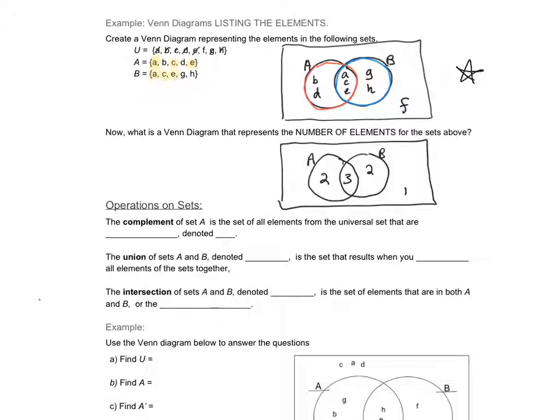The first one is called the complement of a set. And the complement of a set is the set of all elements from the universal set that are not in the set. And it's denoted A complement. Sometimes I read it not in A. The union of two sets, which is denoted A union B, is the set that results when you combine all elements of the sets together. And the intersection of sets, which is A intersect B, is the set of elements that are in both A and B, or the overlap.